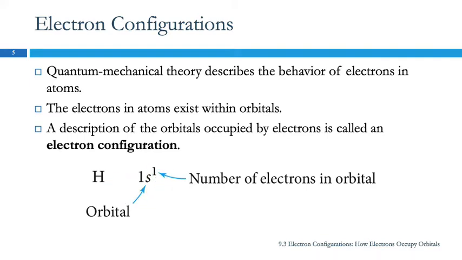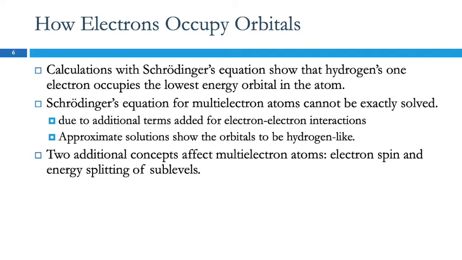It has one electron. That electron is in the first principal energy level, in the first orbital, the lowest energy one, which is s, and this is the number of electrons in the orbital. So 1s identifies the sublevel, and this tells us how many electrons are in there. You should have seen something like this in your previous chemistry class.